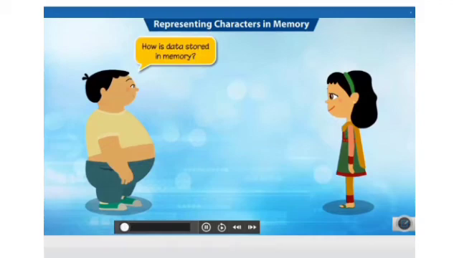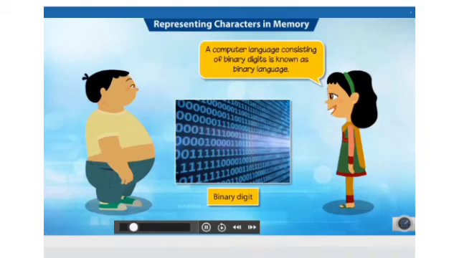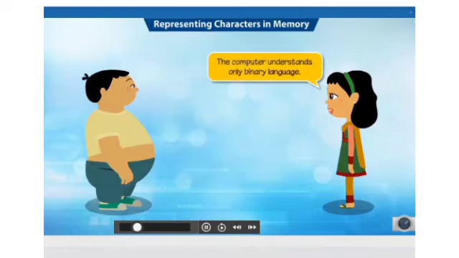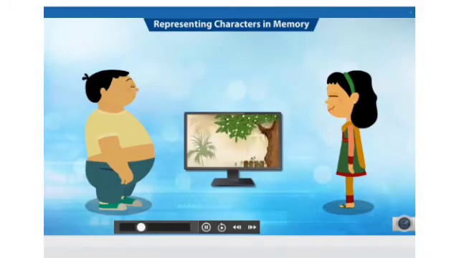How is data stored in memory? That's a good question. The computer stores the data in the form of zeros and ones. These zeros and ones are called binary digits or bits. A computer language consisting of binary digits is known as binary language. The computer understands only binary language. So when we copy our photos, the computer converts our photos into zeros and ones and stores them in its memory.